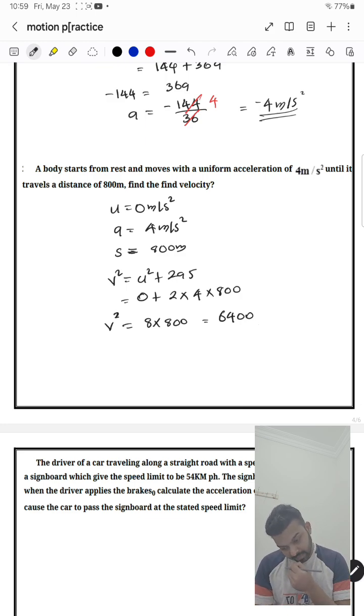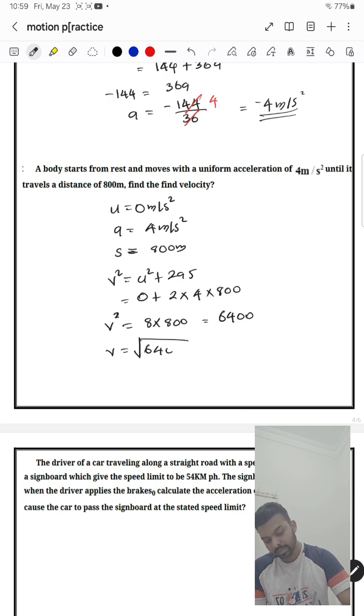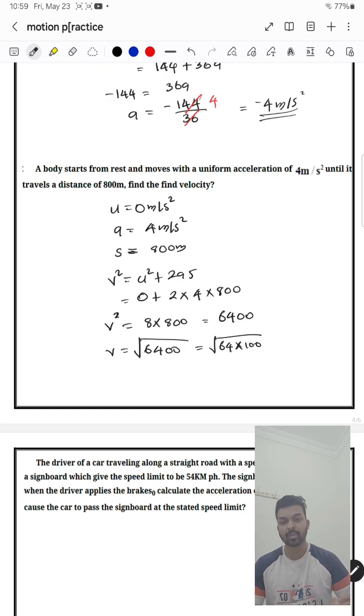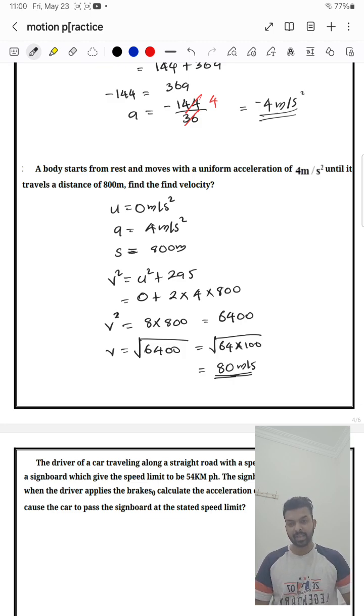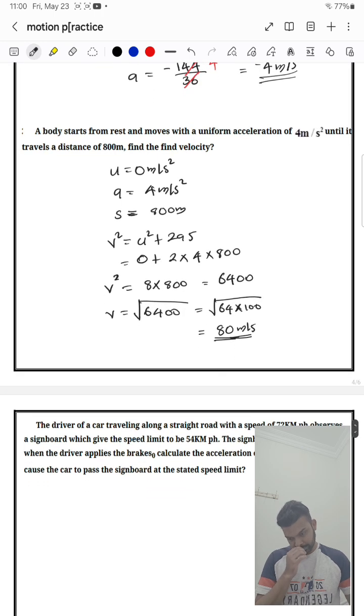Okay, and we had to find the final velocity, right? So v is equal to root of 6400. Root 64 is how much? 8. And then it can be written as root 64 into 100, right or not? So root 64 is 8, 8 into 10. It will be 80 meter per second will be the answer. Clear or not? So this is the answer. Okay, so now the body starts from rest.